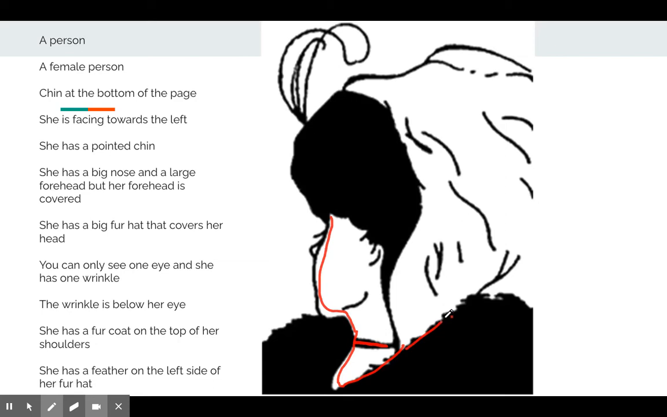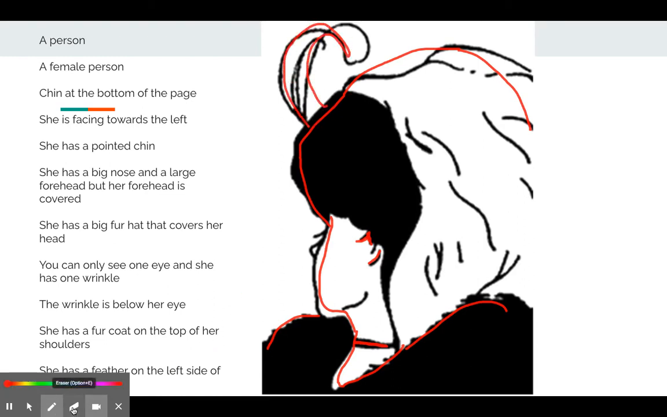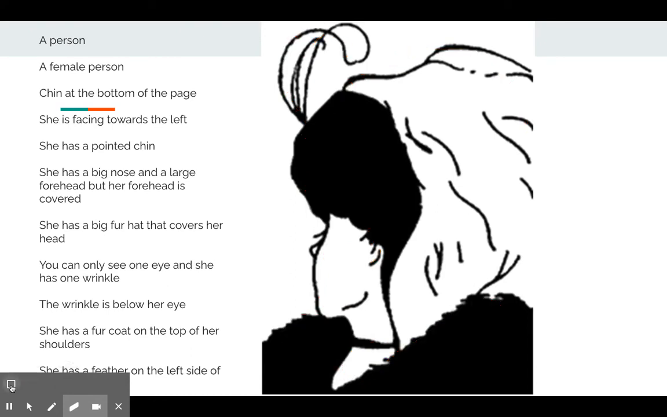Here, if you continue, are her shoulders. Okay, so there's the fur coat on her shoulders. Here's her eye right here with her one eyelash. And here's her wrinkle. Okay. And then she does have a big forehead, but it's covered by this big fur coat. All right. And there's the old lady. Hopefully you can see it. Obviously, and then her feather here. All right. Now let me show you the young woman that you might not have seen so far.